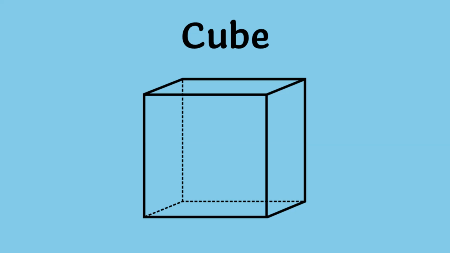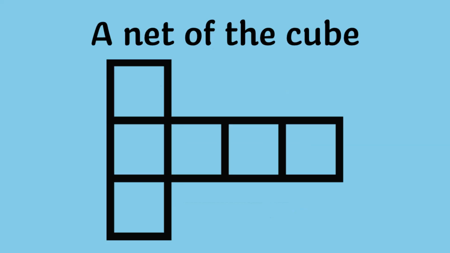A net is the 2-dimensional or flat pattern of a 3-dimensional shape that you get when you unfold it and lay it out on a flat surface. It shows all the faces of the 3D object, and it can be folded to reconstruct the original solid object. This is a net of a cube.